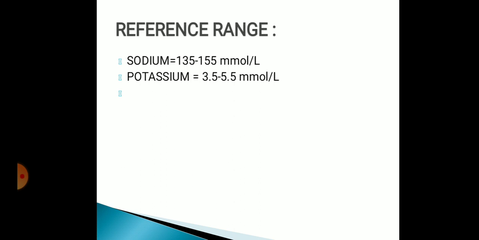Coming to the reference range, sodium is equal to 135 to 155 millimole per liter. Potassium is equal to 3.5 to 5.5 millimole per liter.